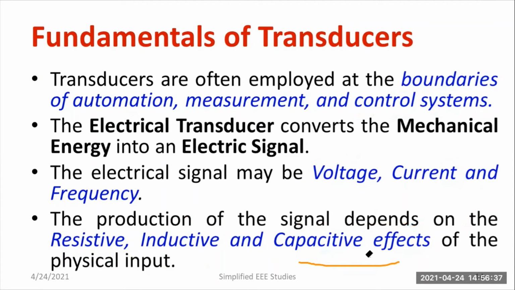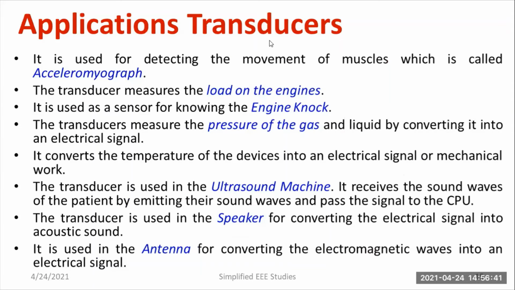Let us list out the various applications of transducers. What are the major applications? In the area of biomedical engineering, you can identify the movement of muscles by using a device called an acceleromyograph. The main component of the acceleromyograph is a transducer. We require a transducer in the case of an acceleromyograph. The movement of muscles will be converted into electrical pulses.